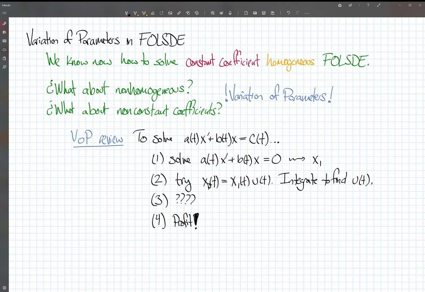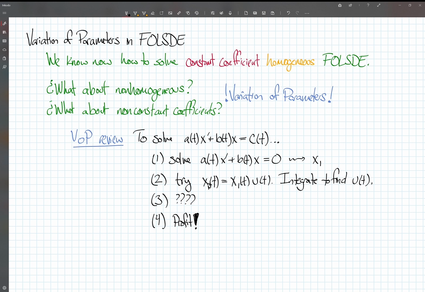So how does variation of parameters work? First of all, we're only interested in the first order case since we're only solving first order systems here. A general first order equation looks like a of t x prime plus b of t x equals c. You can see a, b, and c here are allowed to depend on t, so this is not homogeneous and it's not constant coefficient. How does variation of parameters work in that case?